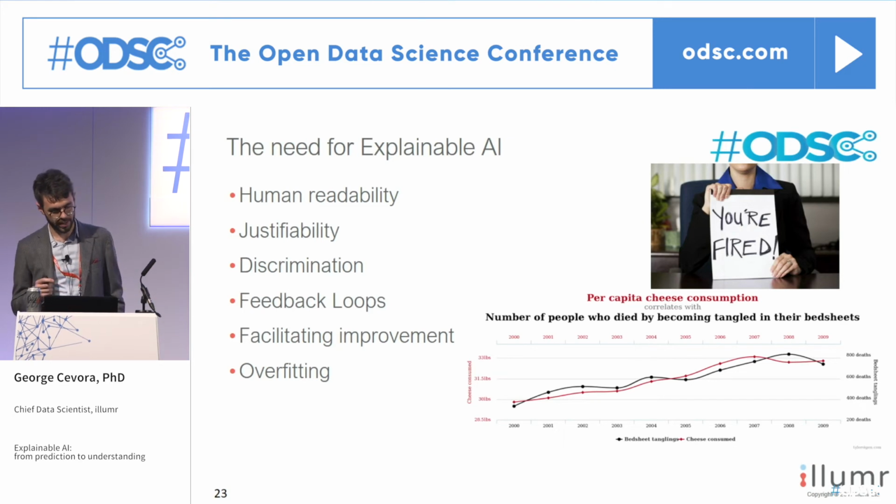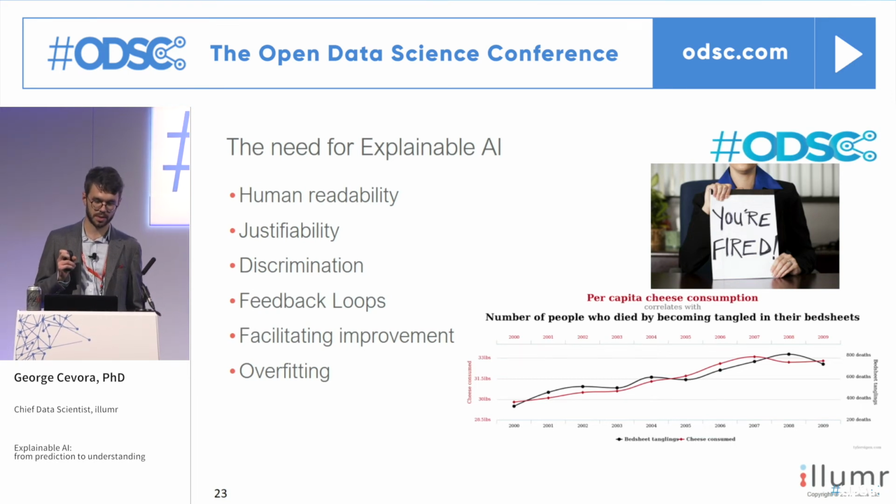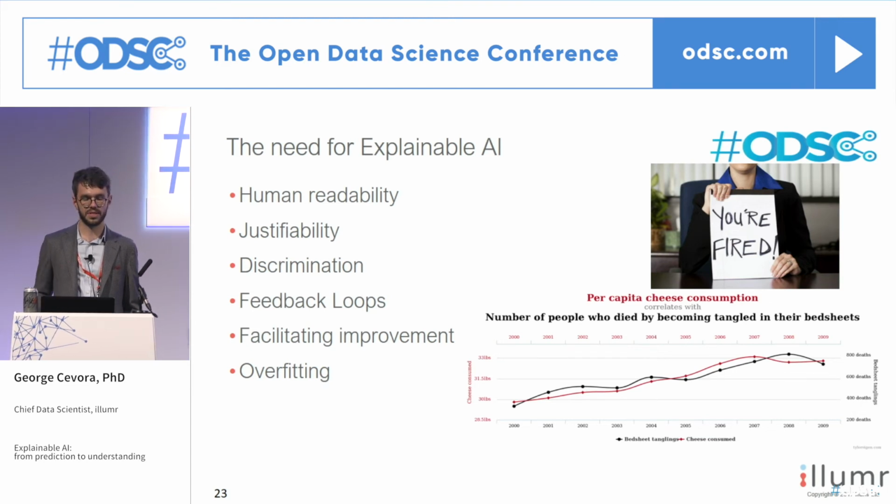So I will start wrapping up here. Yeah, I think I have time for that. What I was trying to do was convince you that you need to be able to understand what you are doing with your machine learning models a lot of the time, because of human readability that is necessary in certain contexts, justifiability, to avoid discrimination, to avoid feedback loops, to facilitate improvement, and to avoid some of the overfitting.